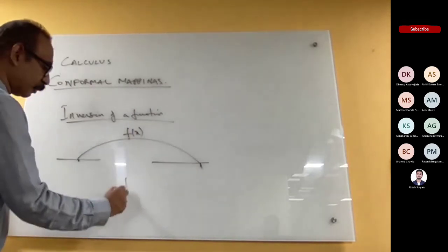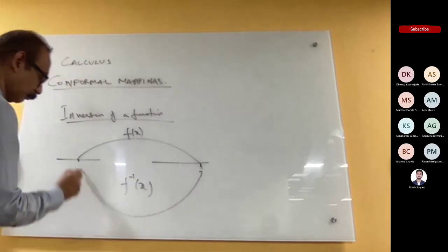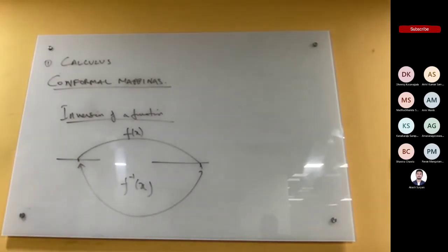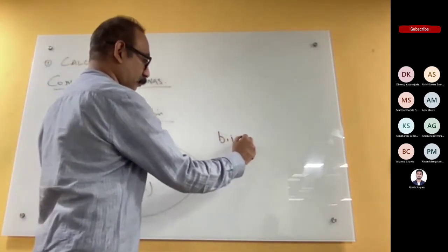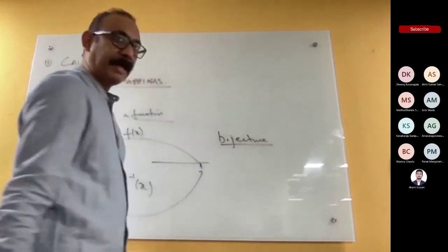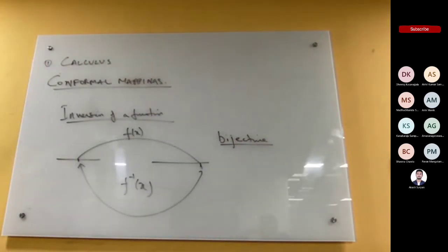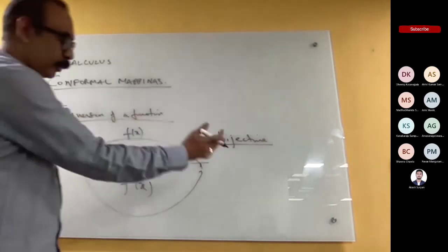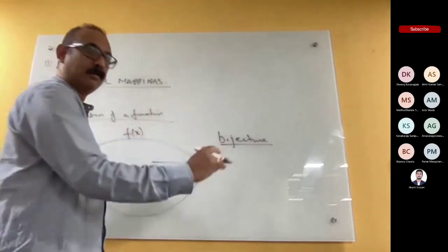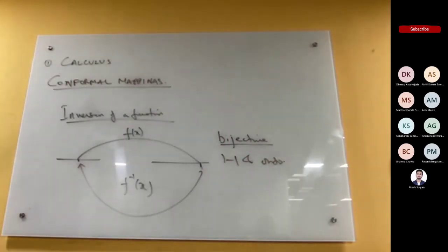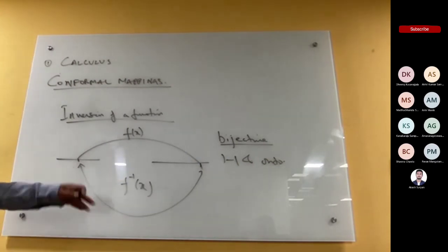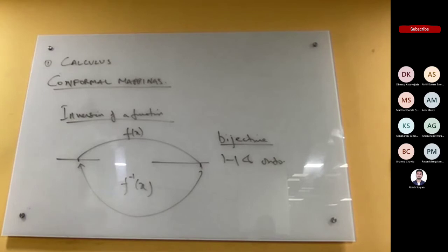When do you say there is an f inverse of x? When the mapping is bijective. Correct? A bijective map can be inverted. And so this part here, everybody knows what a bijection is: 1-to-1 and onto. If you have a 1-to-1 and onto mapping, you can invert this. It's an invertible function. Now, let us see the problem here.